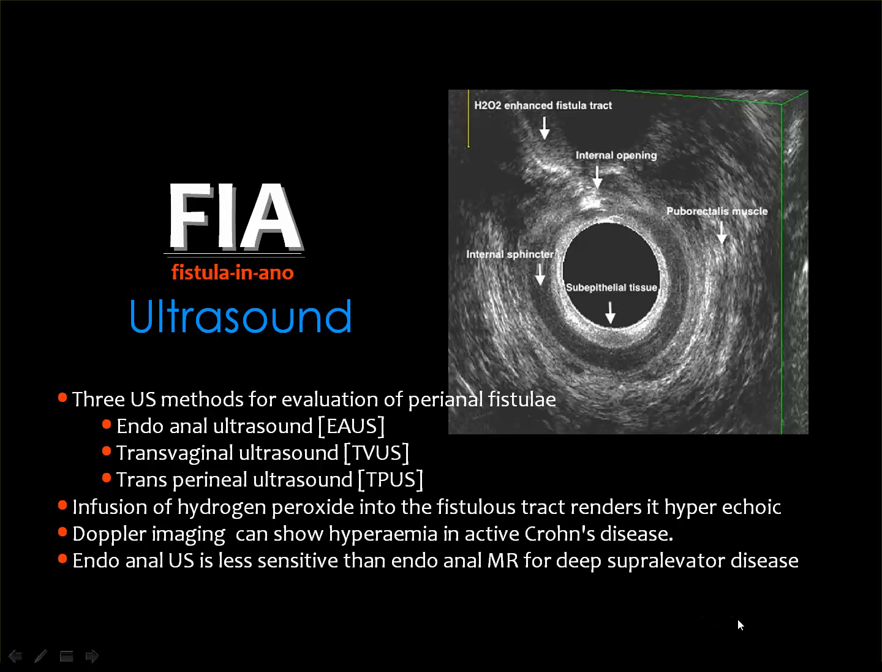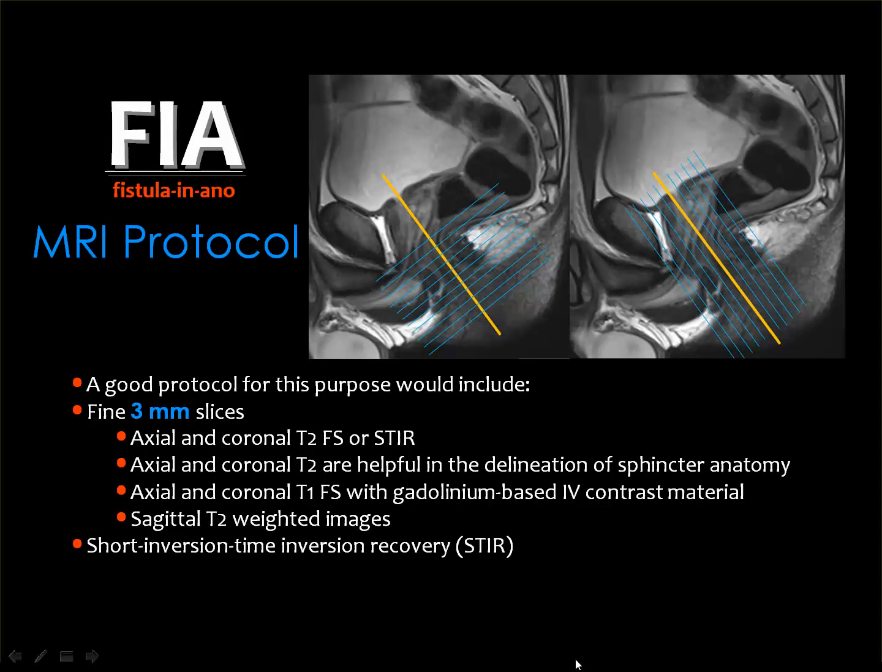Also, the Doppler facility of ultrasound may demonstrate hyperemia of the active fistulae, which is also demonstrated if you inject contrast material on MRI. Then, endoanal ultrasound is less sensitive than endoanal MRI, especially for deep supralevator disease. And I have mentioned before how to examine the anal canal by MRI, and this is the suggested protocol for evaluation of a suspected anal fistula.